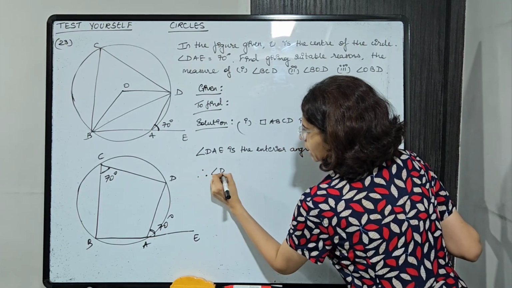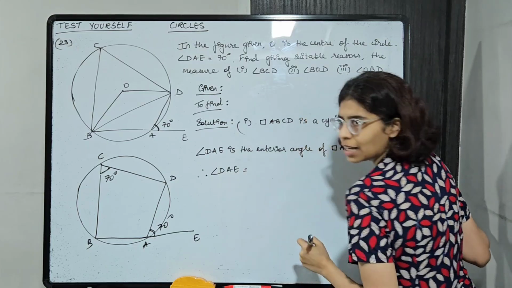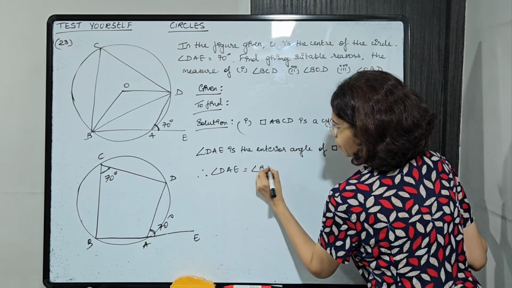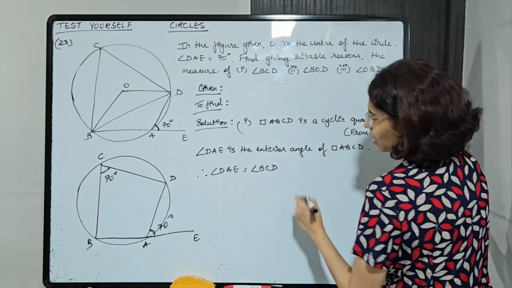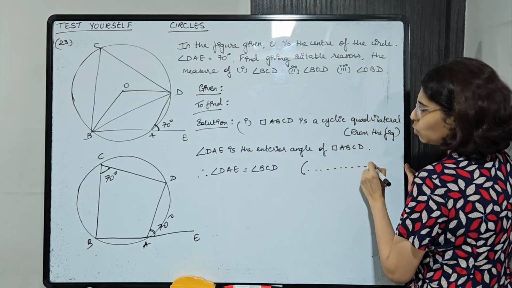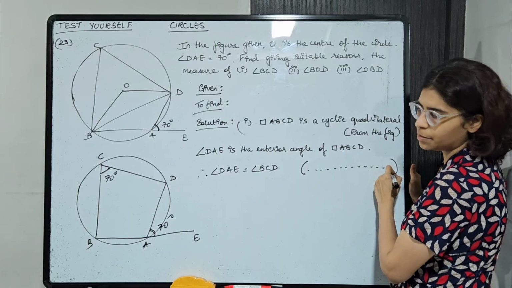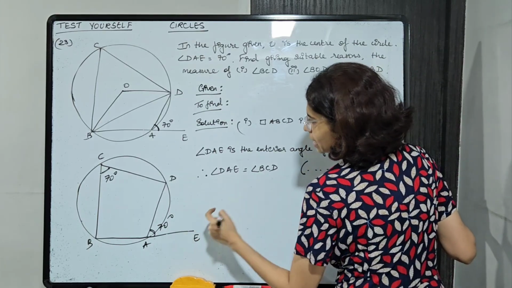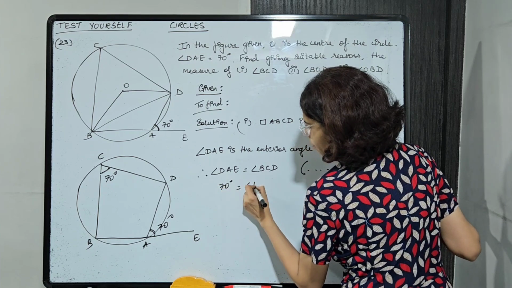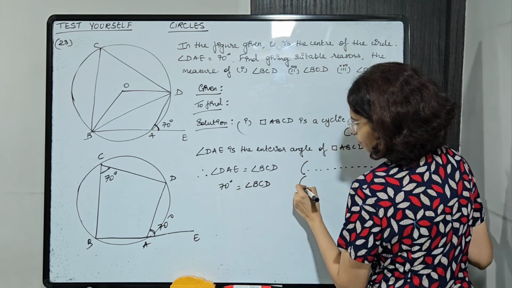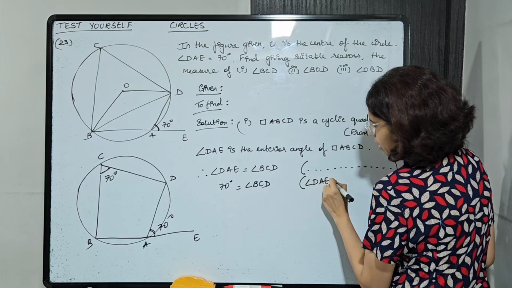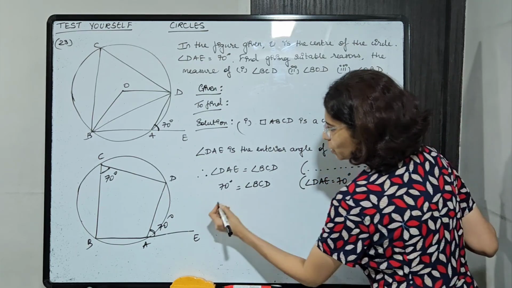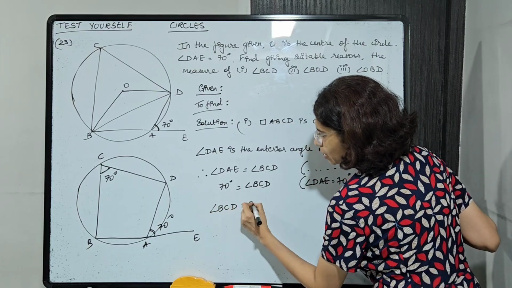Therefore, angle DAE, exterior angle, is equal to its interior opposite angle. Exterior angle of cyclic quadrilateral is equal to its interior opposite angle. ठीक है, पूरा रीजन लिखो. Now DAE का वैल्यू पता है 70 है, so put the value of DAE. Angle DAE is equal to 70 given. ठीक है, switch the sides, angle BCD is equal to 70.